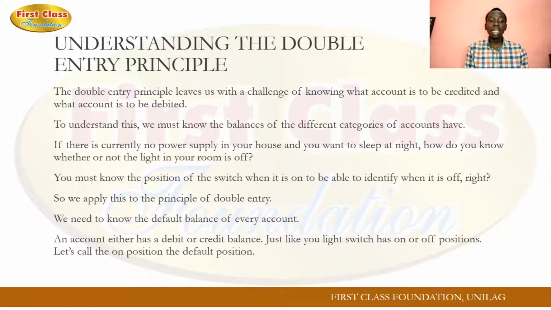So an account either has a debit or credit balance. There are two sides to an account, the debit side and credit side. So it either has a debit or credit balance, just like a light switch has off or on positions. And so let's call the on position of your switch the default position. So you know that if you want to know if this light is currently on, even though there is currently no power supply, you are already identifying the position of the switch.